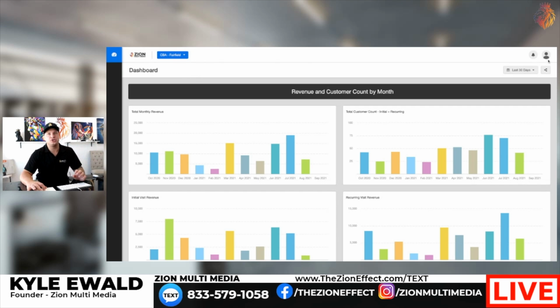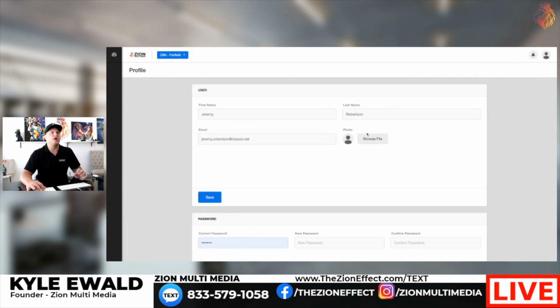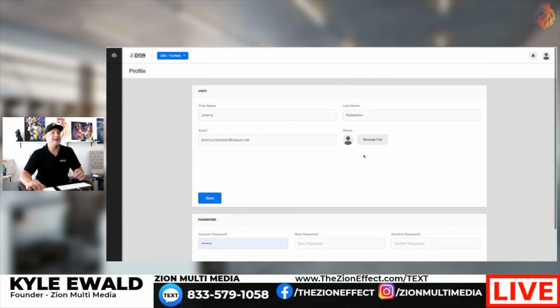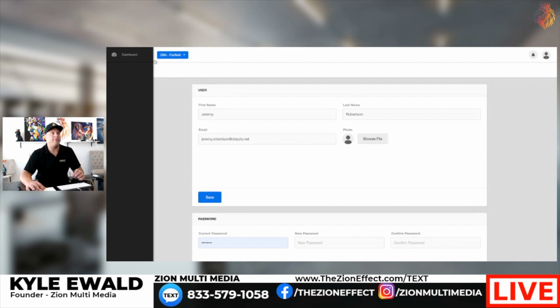Before we get into the metrics, I wanted to show you right over here in the top right-hand corner where you see your profile. This is where your name will be as a client. And also, this is where you could go in, even upload a photo of yourself so you can look at yourself every time that you log in, by the way. And you could go ahead and come over here and reset your password.